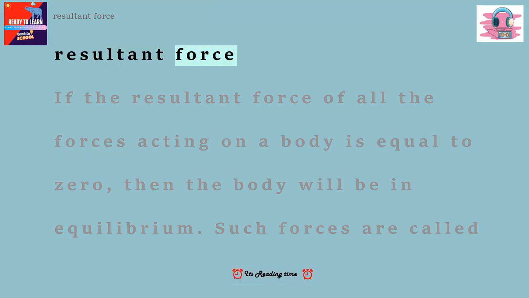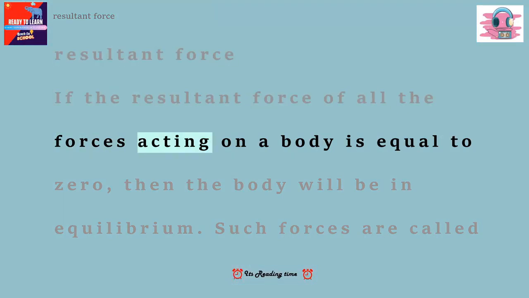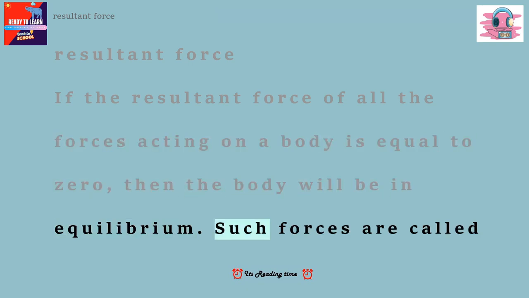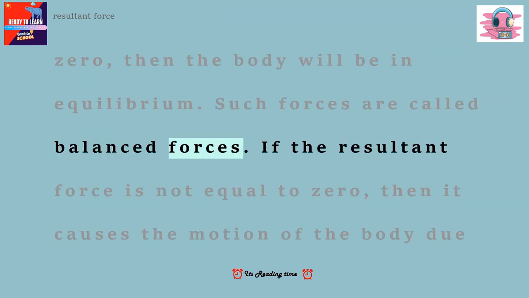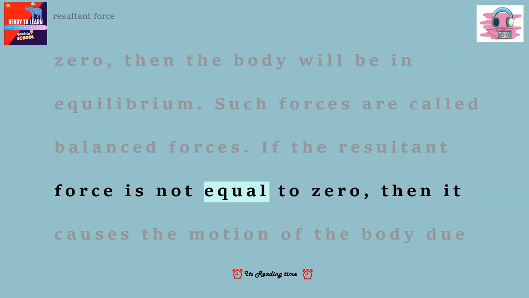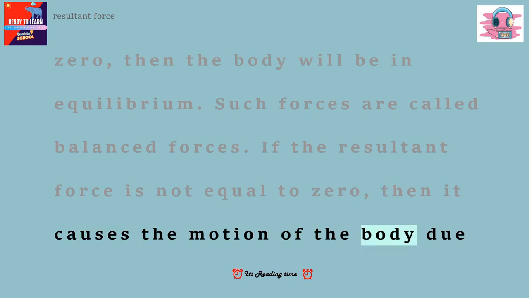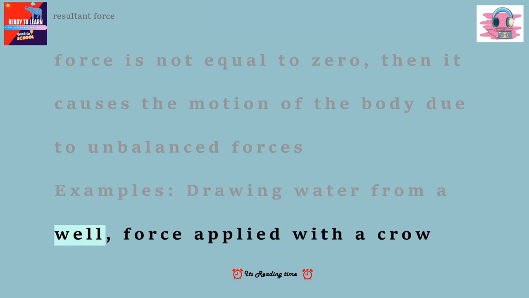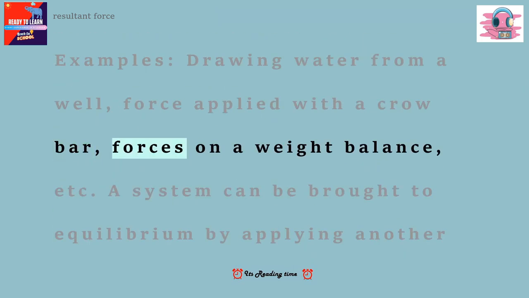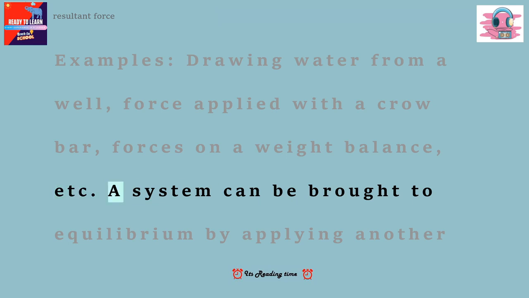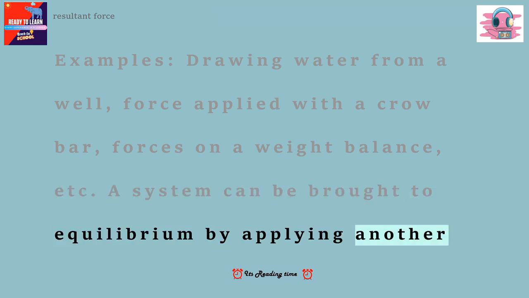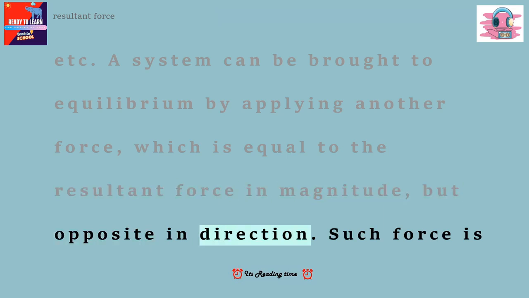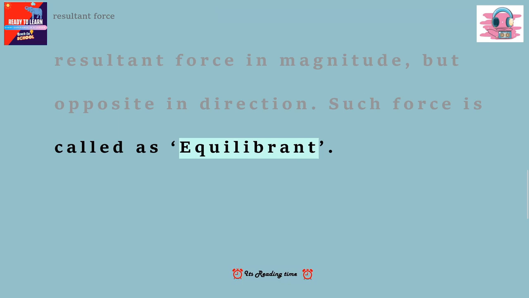Resultant force. If the resultant force of all the forces acting on a body is equal to 0, then the body will be in equilibrium. Such forces are called balanced forces. If the resultant force is not equal to 0, then it causes the motion of the body due to unbalanced forces. Examples: drawing water from a well, force applied with a crowbar, forces on a weight balance, etc. A system can be brought to equilibrium by applying another force, which is equal to the resultant force in magnitude, but opposite in direction. Such force is called an equilibrant.